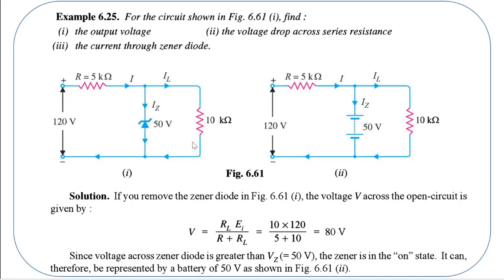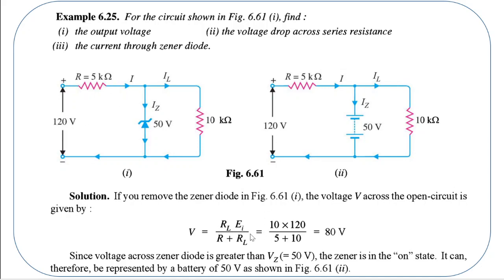Now, first thing we need to find is in what state the Zener diode is operating, the on state or the off state. So you remove the Zener diode and calculate the open circuit voltage, the voltage between these 2 points. Okay, so when you remove the Zener diode, you have only 2 resistances R and RL connected in series to the power supply of 120 volt. So what is the current in the circuit? Current is total voltage EI divided by the total resistance R plus RL.